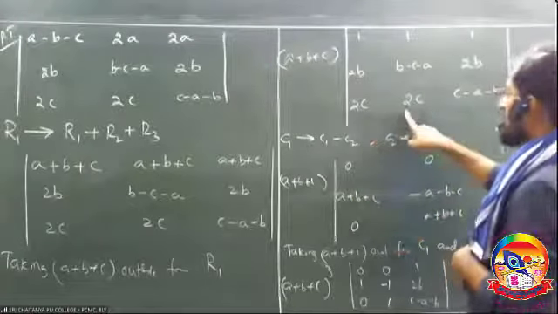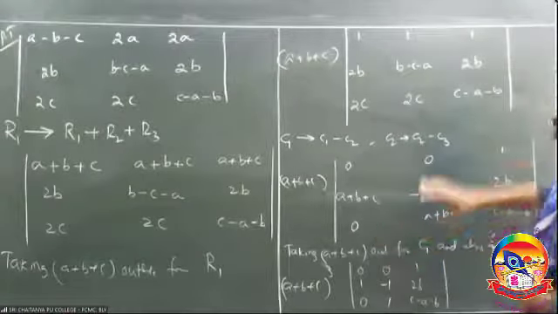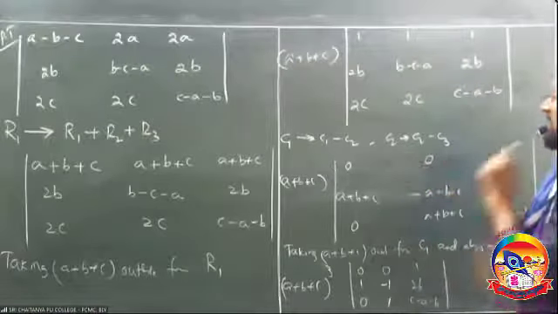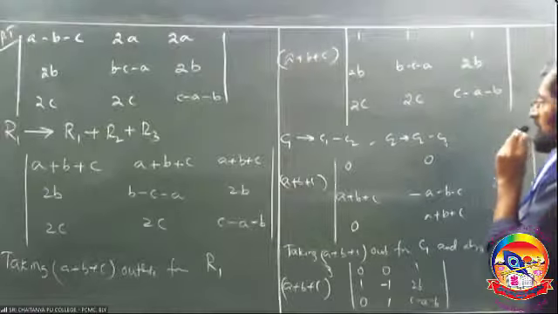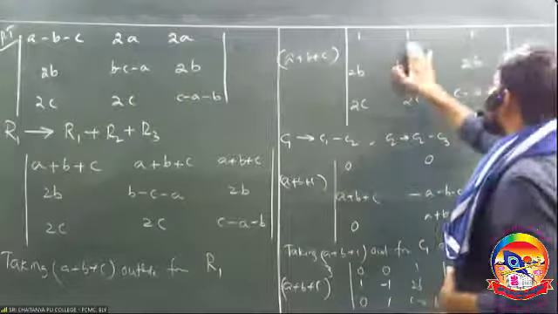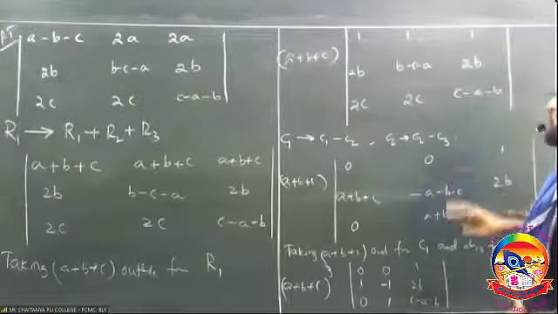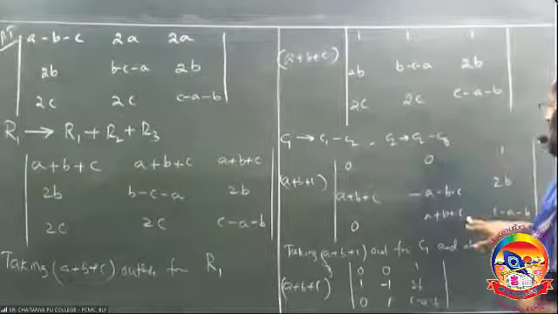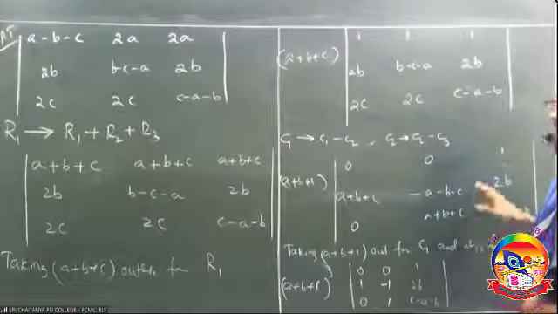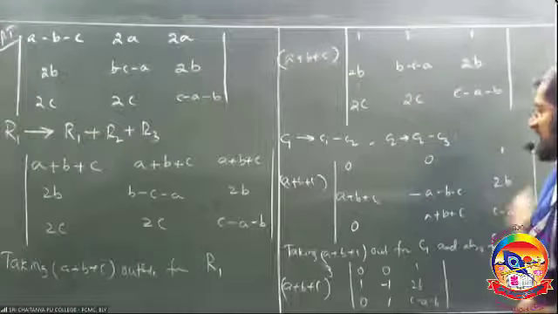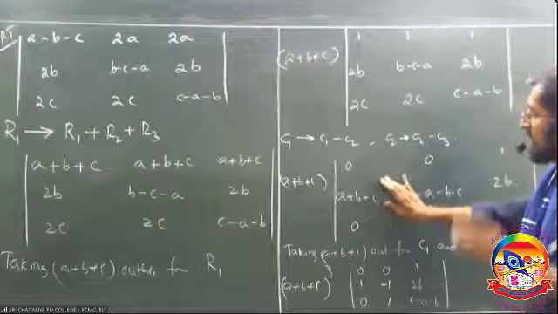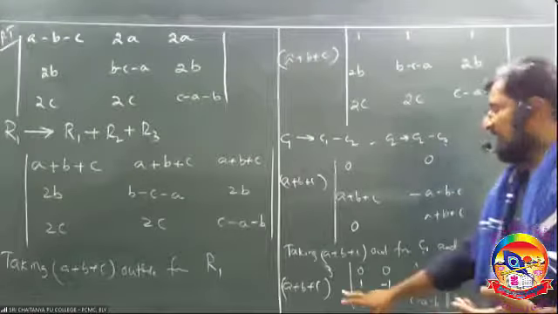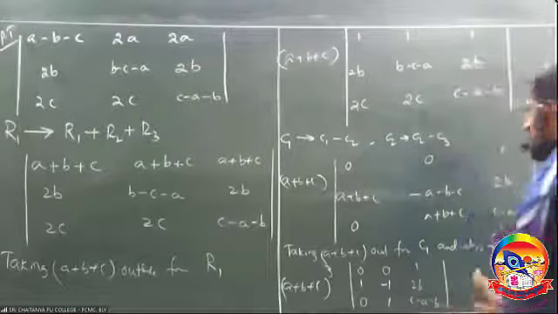And here 0. Why? Because 2C minus 2C is obviously 0. Now 1 minus 1 is 0. I'm applying the operation C2 changes to C2 minus C3. 1 minus 1, 0. This is minus of A minus B minus C, and this is A plus B plus C, right? And the third column is as it is. You just take A plus B plus C outside, and here also A plus B plus C outside. I'm going to get A plus B plus C whole cube into this determinant.